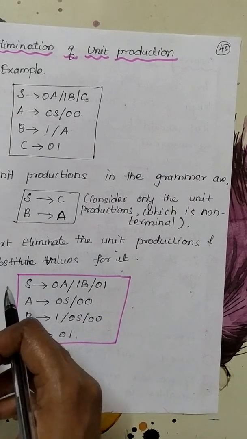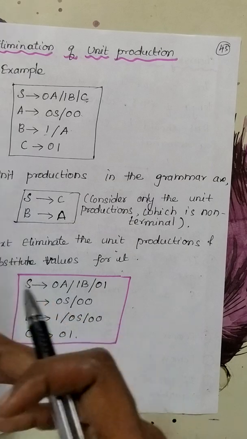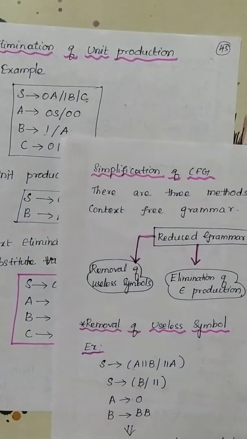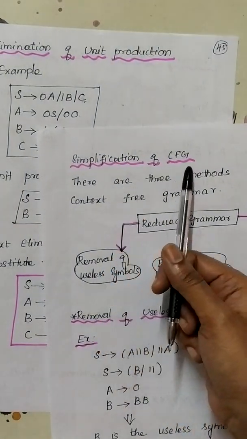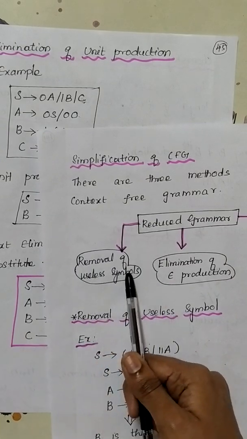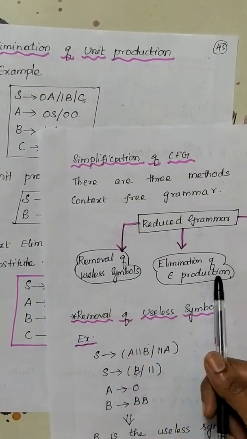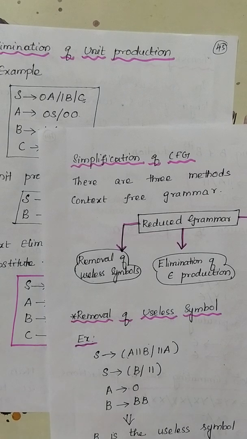So these are the three methods for simplifying a context-free grammar: removal of useless symbols, eliminating the epsilon productions, and removal of unit productions.